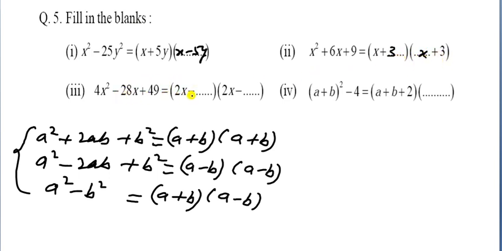Here is x minus 7 and x minus 7, that means it is 7 square, so you can write here 7 and 7. Here is a plus b whole square minus 2 square, it is minus 2 square, not 4, that is you can see here a plus b plus 2, so you have to write here a plus b minus 2. So in this bracket you can write. So these are the answers, and you can solve very easily.